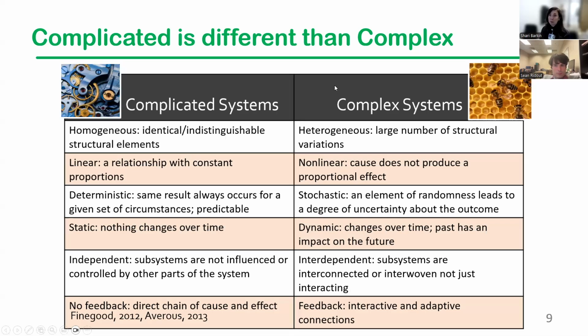Now, many of us know that this doesn't apply to people or living systems. Many living systems are complex. When we look at complex systems, I want you to think about a beehive. In a beehive, you see that it's heterogeneous. There are a large number of structural variations. No hive actually looks exactly the same. It's nonlinear. One member in the colony doesn't always produce the same and proportional effect as another. It's stochastic, because there are always elements of randomness that lead to degrees of uncertainty about the outcome. There are dynamic changes over time, and the past has an impact on the future. If you had a colony that wasn't thriving, it will affect what comes next. It's interdependent. Subsystems are interconnected. They're interwoven, not just interacting. And there's a feedback loop that will determine how much honey is produced or not produced over time.